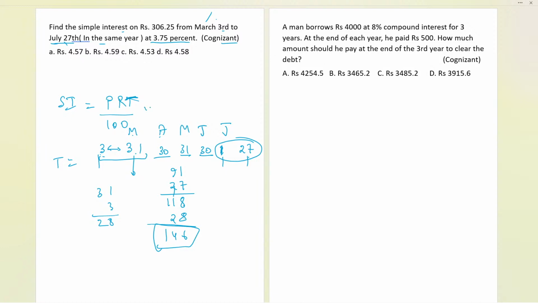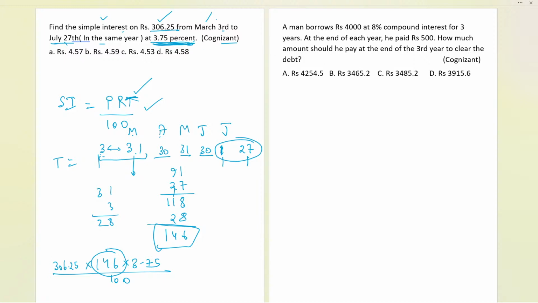If it is the case, I will be taking the time as 146 days. The principal is given: 306.25, times these days, into the rate. The rate is 3.75, divided by 100. Now, the thing is that this is in days, but the rate given here is per annum.